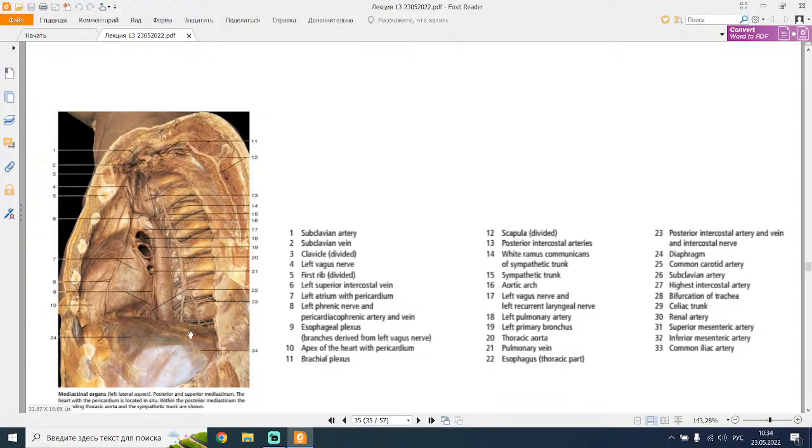Do you see this structure? Note this is artery pericardiophrenic. Note nerve. What you see, arteria intercostalis posterior.